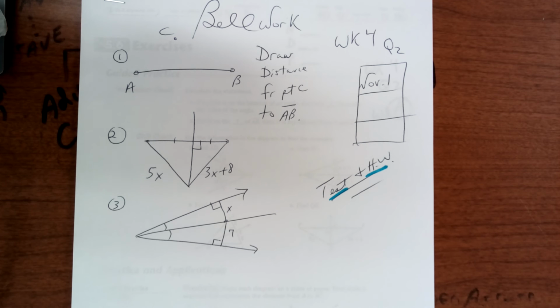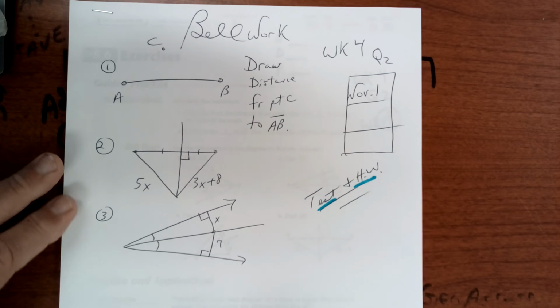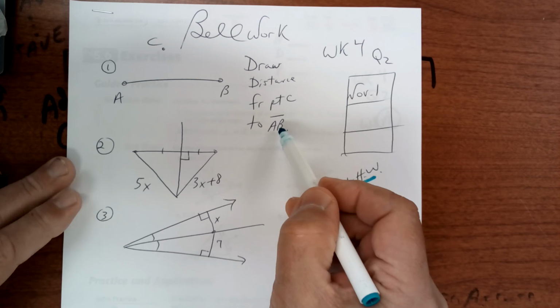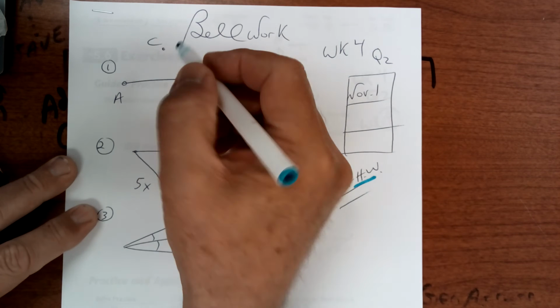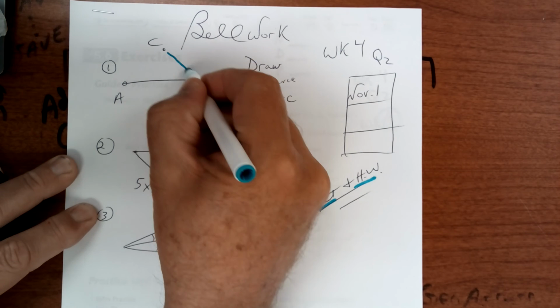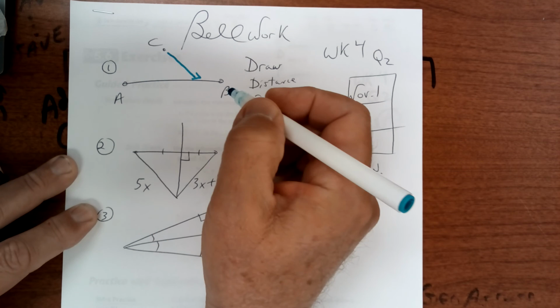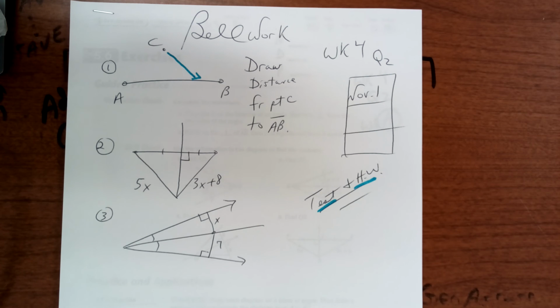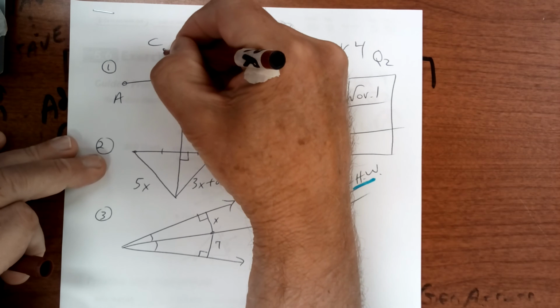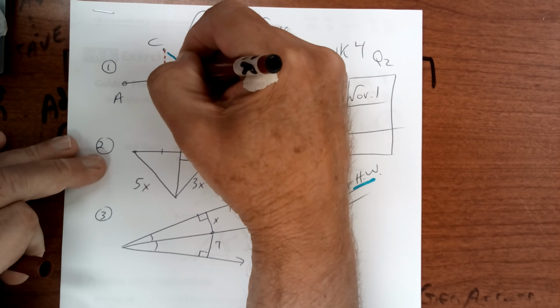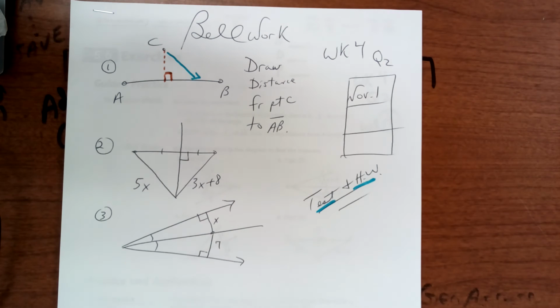It says draw a distance from point C, right here, to segment AB. Well, distance is not like this. Distance is always perpendicular. So the correct answer here would be 90 degrees. Remember, distance is always the shortest distance, which is 90 degrees. Let's take a look at this next one here.